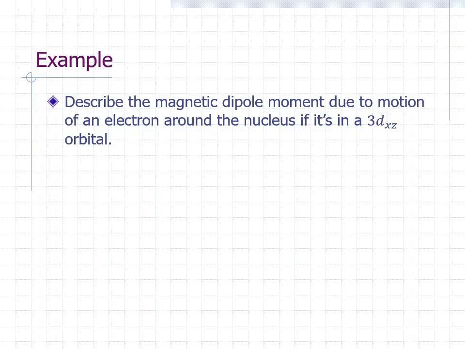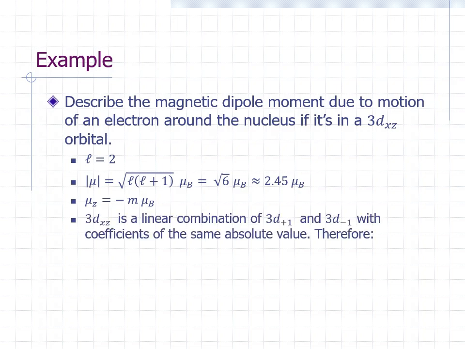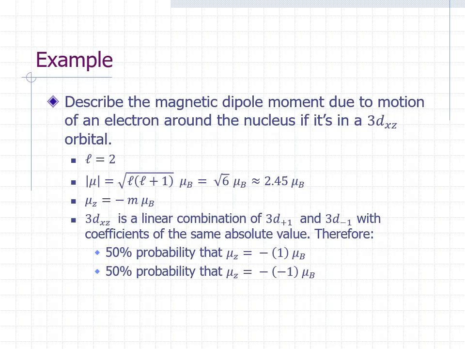What if the electron is in the 3d xz orbital? Let's see. The quantum number L equals 2 since the electron is in a d orbital. So the magnitude of the magnetic dipole moment is square root of 6 times the Bohr magneton. The z component is negative of m times the Bohr magneton. But the quantum number m is not well defined for the 3d xz orbital. Recall that the spherical harmonic for 3d xz is a linear combination of 3d plus 1 and 3d minus 1, with coefficients of the same absolute value. Therefore, there is a 50% chance that m is plus 1 and a 50% chance that it is minus 1.